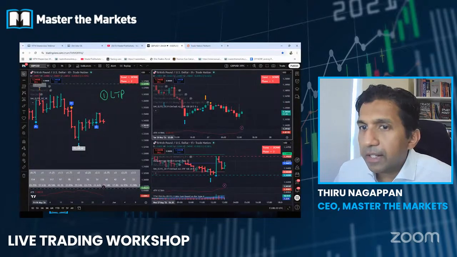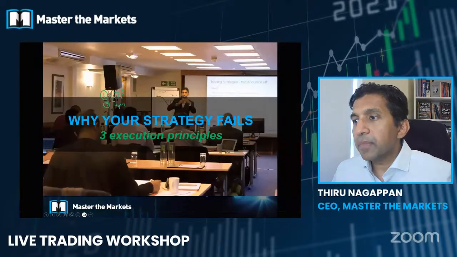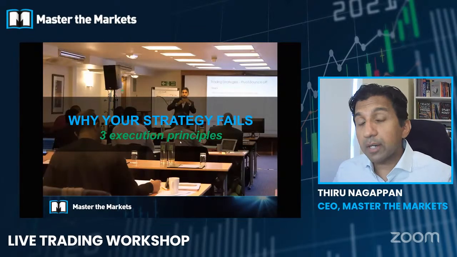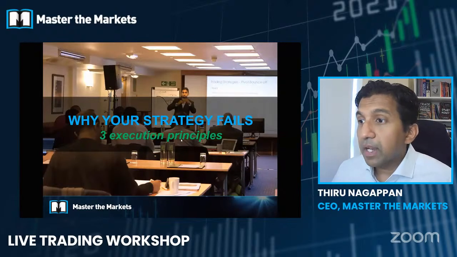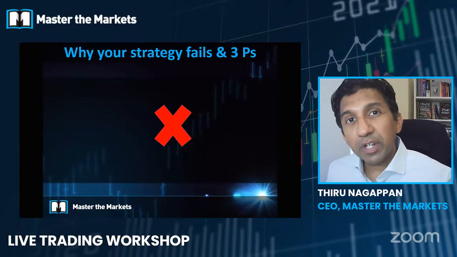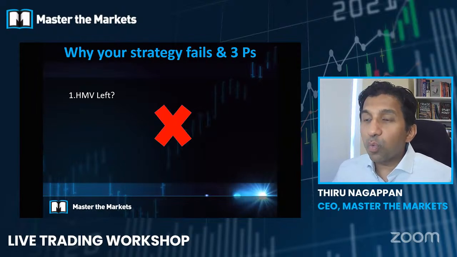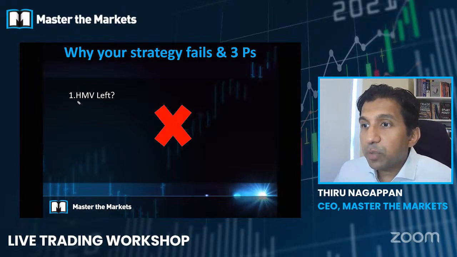And then the next thing that we'll do is we've got a really good topic for you guys today. The topic is going to be: why does your strategy fail, and the three execution principles that you can look at to overcome that and make it sustain. Most traders are inconsistent, and the strategy keeps failing and breaking down. They chase after another strategy because, one, they don't know the HMV factor, the HMV number: how much is really left in that trade. How much move is left?